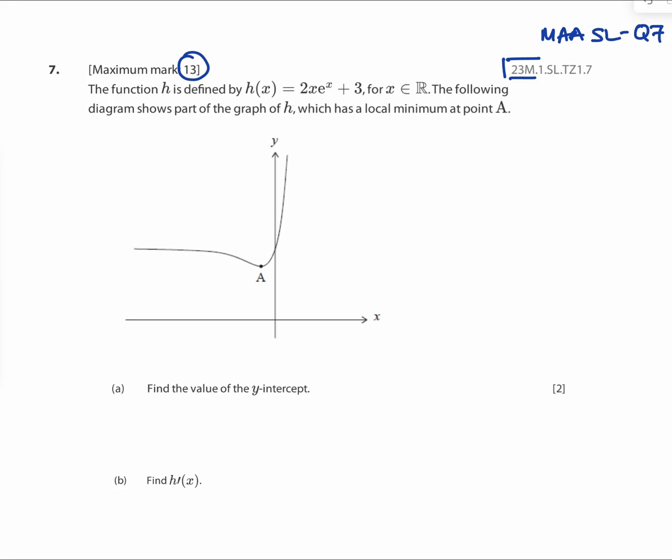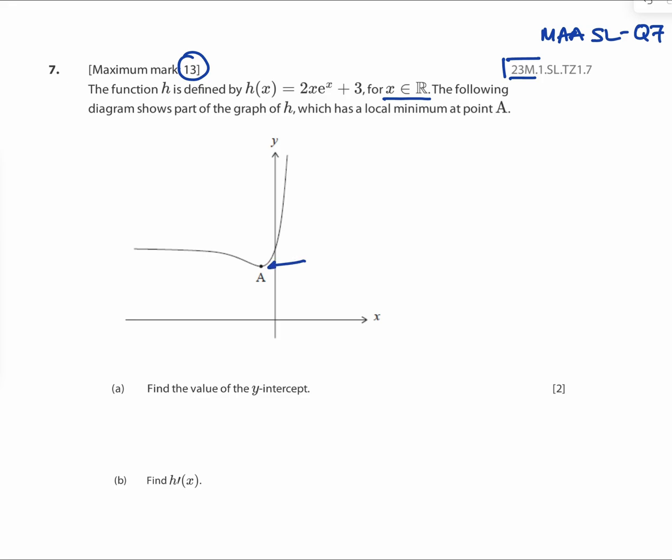So I'm going to walk you through the question and check how the marks are getting awarded and what you have to do in each part. So let's start. The function h is defined by h of x is 2 times x times e to the power of x plus 3 for x belonging to all real numbers. And the following diagram shows part of the graph of h, which has a local minimum at a point A.